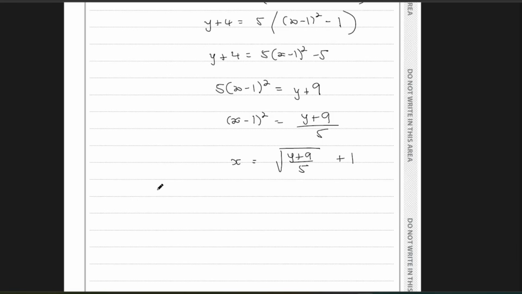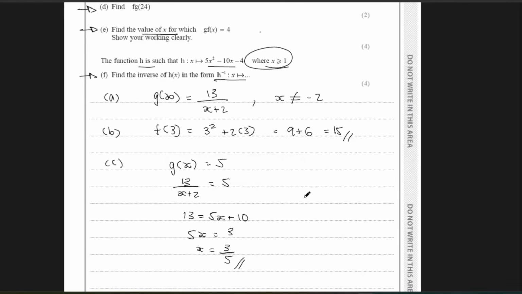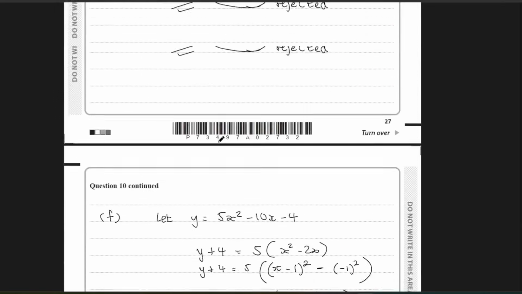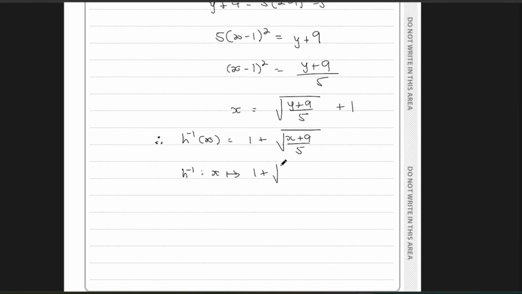Then we can say, therefore, the inverse of h is equal to 1 plus square root of x plus 9 over 5. But they want the answer written in a specific way, this way. So h inverse colon x is such that 1 plus square root of x plus 9 over 5. And that's the answer.